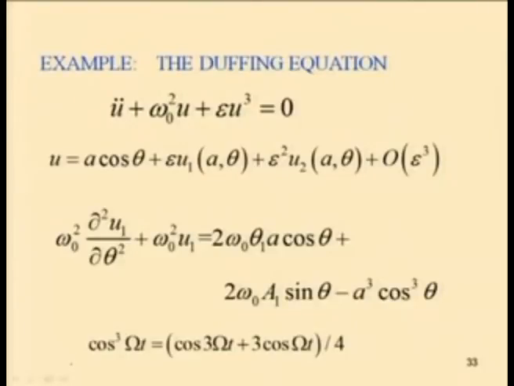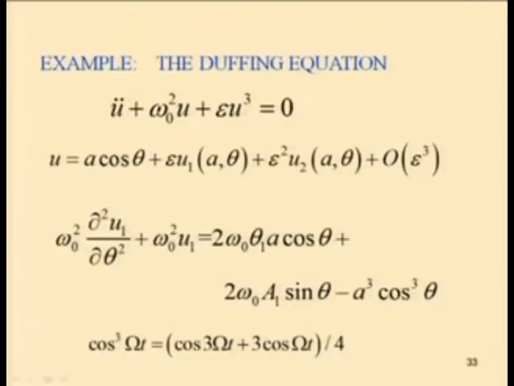Let us take the cubic order polynomial. In this case, the equation can be written in this form, that is u double dot plus omega 0 square u plus epsilon u cube equal to 0. Let us assume the solution up to second order. So, we can write u equal to a cos theta plus epsilon u1 of a, theta plus epsilon square u2 of a, theta.